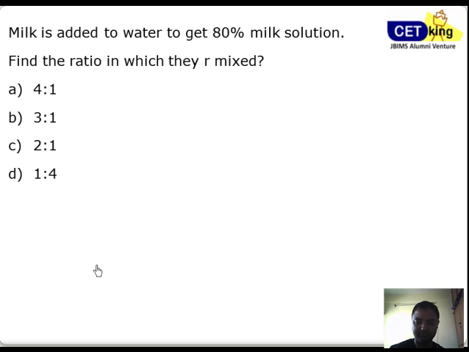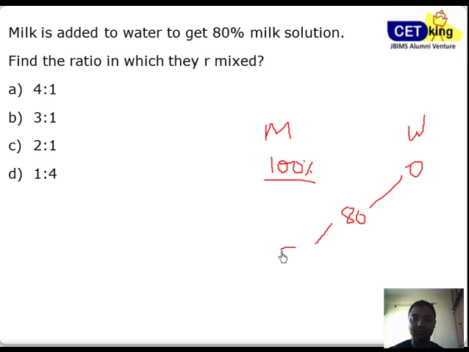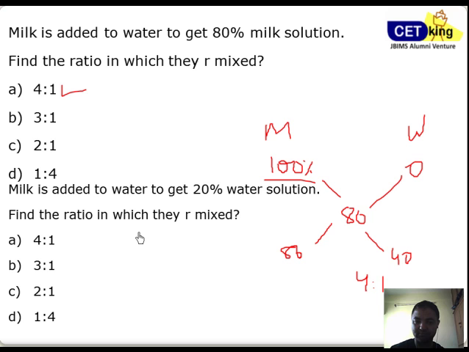So what we did basically here is that in the first case of milk, 100%, 0%, 80% remaining is milk. So the ratio is 100 minus 80, 20, and 0 minus 80, 80, so 4:1 ratio. In the second case, I have taken where the resultant is 20% water. In that case, 0% milk and 100% water, the ratio will become 80:20, 4:1, the same ratio.